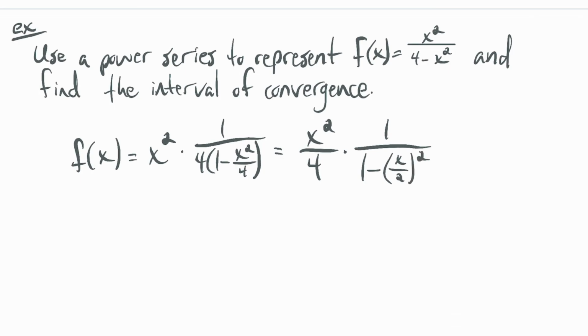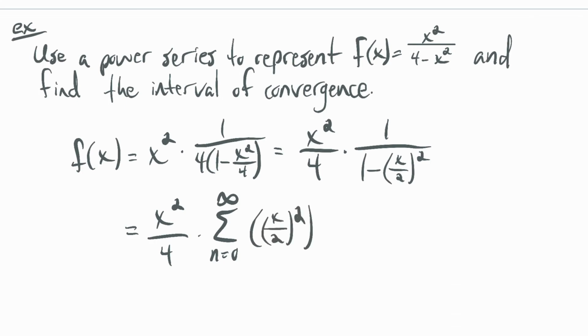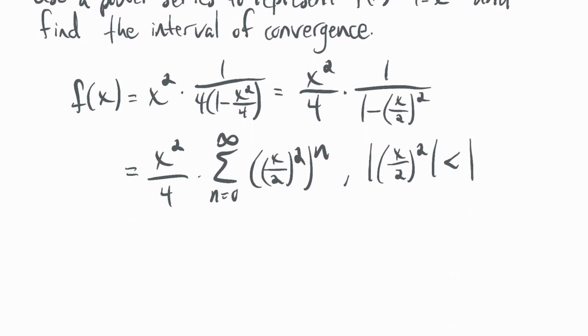Why did I do all that? Well, this has the format of 1 over 1 minus r, with r equals (x over 2) squared. So this equals x squared over 4 times the sum, as n goes from 0 to infinity, of (x over 2) squared to the nth power, as long as the absolute value of (x over 2) squared is less than 1. So we'll deal with the interval in a moment.